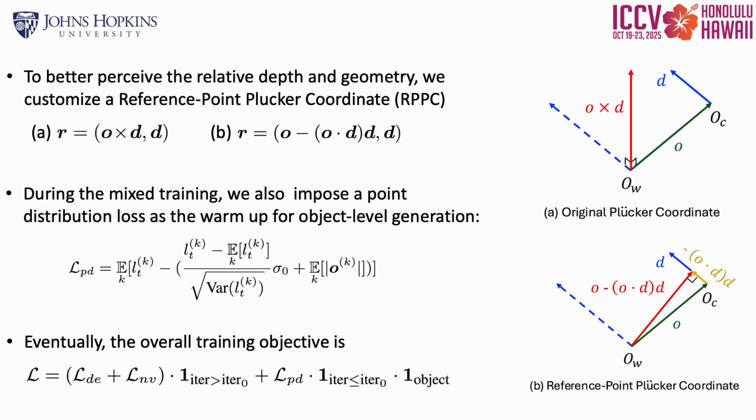and objects. By skip connections, the reference point information can flow through every transformer block and the Gaussian decoder to guide the Gaussian splatting point clouds generation. Besides, during the mixed training, we impose a point distribution loss as the warm-up for object level generation, where the point clouds are centralized. And eventually, the overall training objective is formulated as.